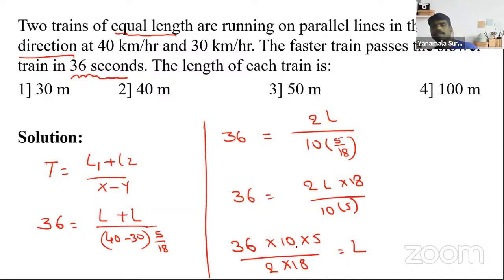I'm not at all interested to simplify in the intermediate part. Let me simplify at last. That's the reason I just wrote each and every element, each and every number precisely. Done. 18 into 2, which is equal to 36. Gone. Now 10 into 5, which is equal to 50. That implies L equals 15 meters.